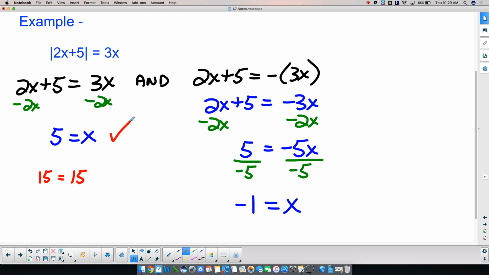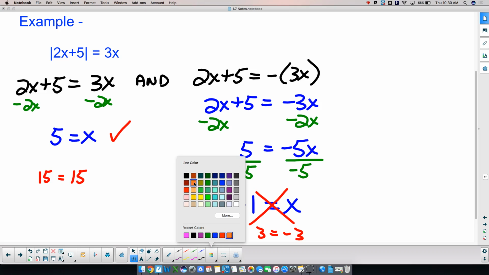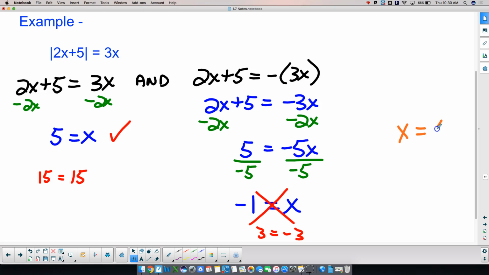Plug in negative 1. Negative 1 times 2 is negative 2, plus 5 is 3. Absolute value of 3 is 3. 3 times negative 1 is negative 3. 3 is not equal to negative 3, so that answer is extraneous and not part of my final solution because it doesn't make the original equation work out. So my answer here is only x equals 5.